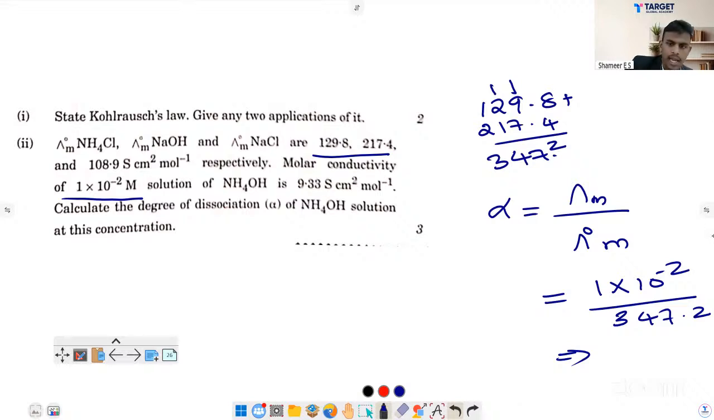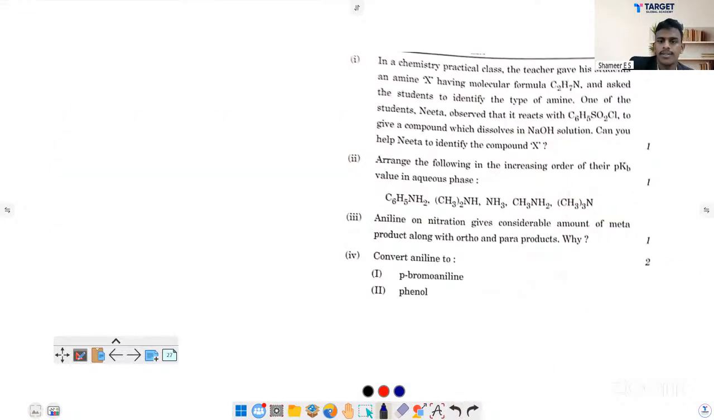Anyway, your degree of dissociation should be between 0 and 1. Next question. Arrange the following in the increasing order of pKb value. The lowest pKb value means, in the aqueous phase, the highest basicity. Secondary will come first, the lowest pKb value. Then after that primary, then tertiary, then ammonia. Finally, your aromatic.